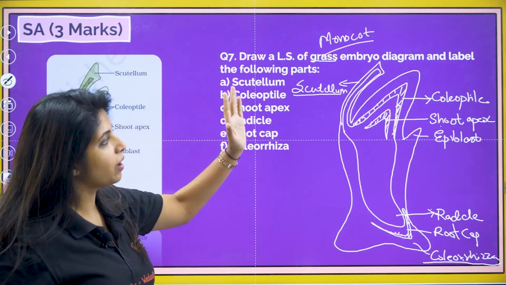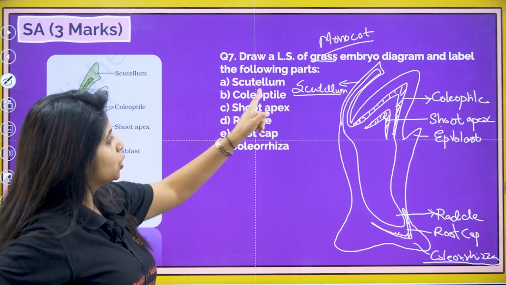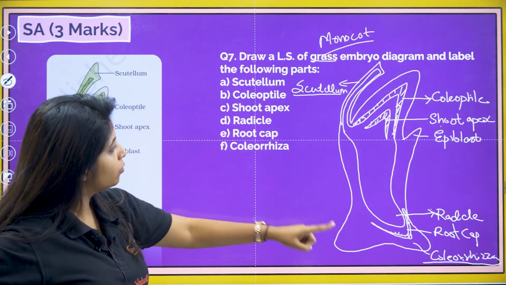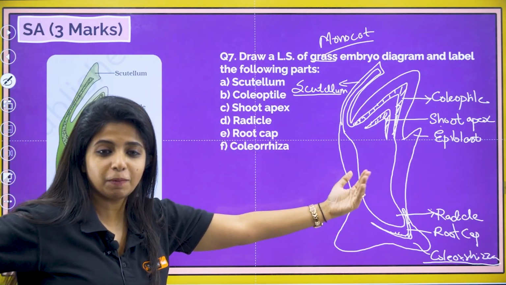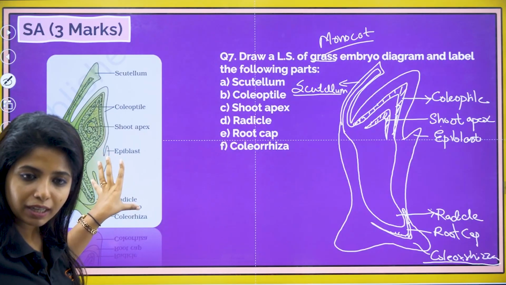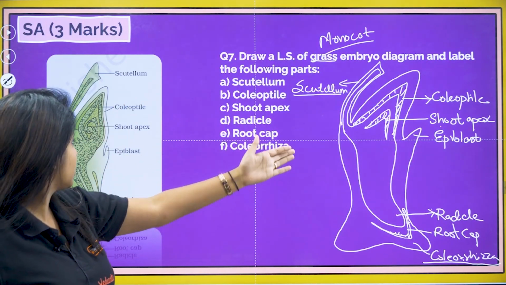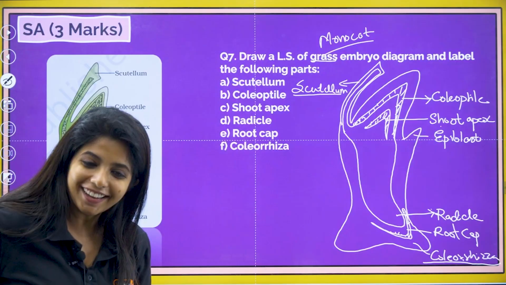Now, you tell me, haven't we marked everything? Yes, scutellum is marked, coleoptile is marked, shoot apex is marked, radicle is marked, root cap is marked, coleorhiza is marked, we marked epiblast also. This picture is perfectly clear to you. Now, you don't have to make this complicated picture, you can just draw this and that will be enough, I think. Okay, cool.